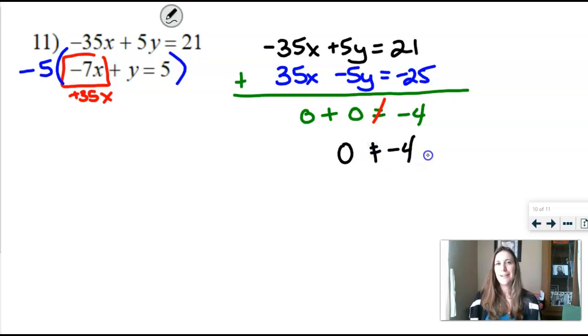All right, 0 does not equal negative 4, so that means there are no solutions to this problem.